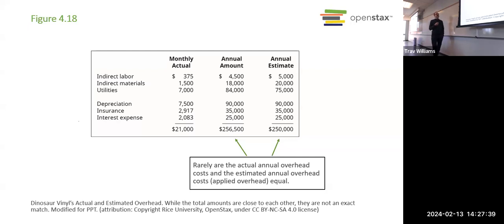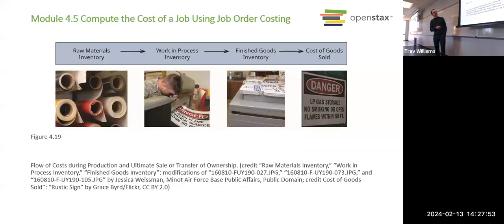So what you do then at the end of the year is you just make an adjustment to your cost of goods sold and your manufacturing overhead account. Just one adjustment. You don't have to go back and adjust every single job. What we see here is just a visual representation of raw materials, a work in process, a finished good, and then an item that's been sold and is now an expense.